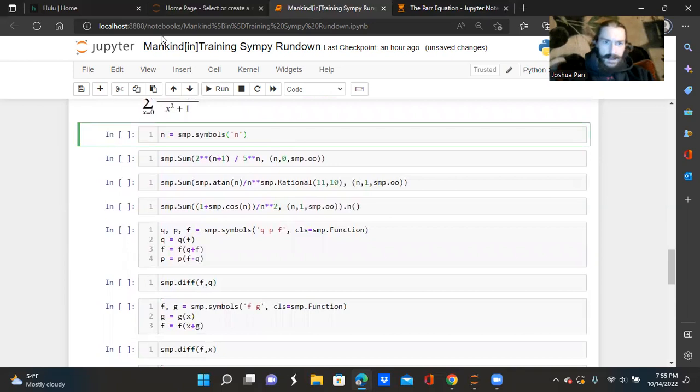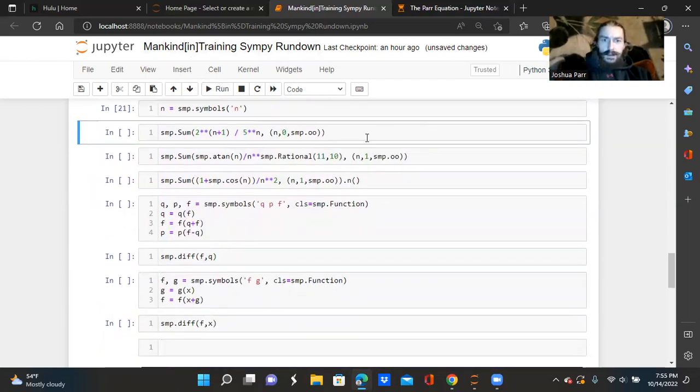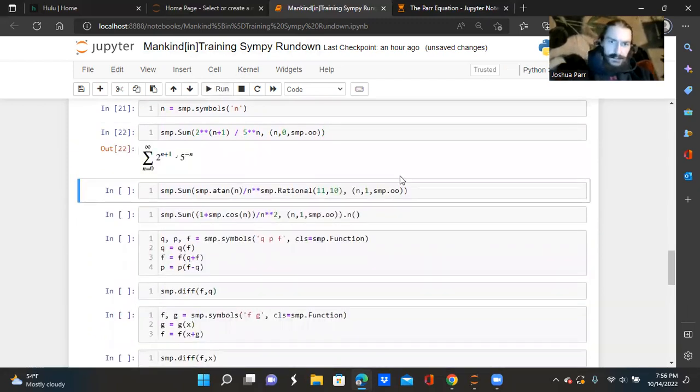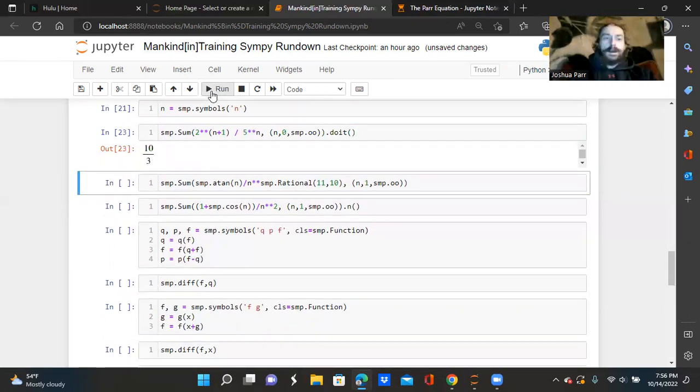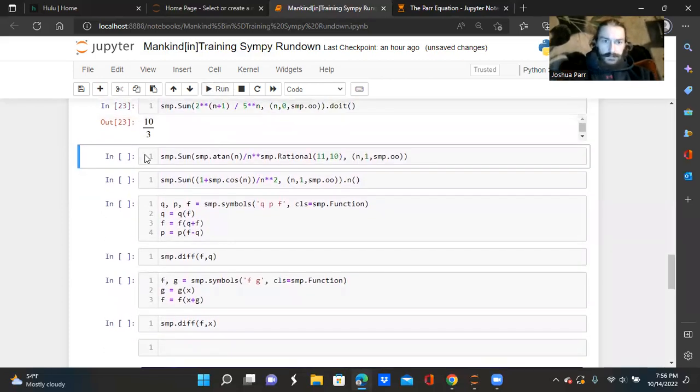Okay, so now I am adding n into my symbols, and I'm creating another expression here. That is how you would write out a summation. Now, if I want to do it again, go dot do it. And there we are. We have 10 over 3. Beautiful.